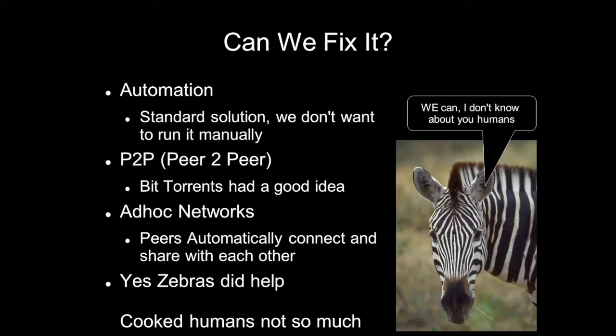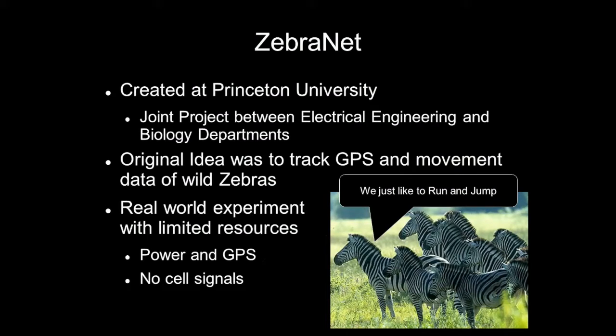Let's explore this further. The plan to test ad hoc networks was called ZebraNet and was created by Princeton University. It was a joint project between the electrical engineering and biology departments. The original idea was to track GPS movements and data of wild zebras. The real-world experiment had limited resources, however.